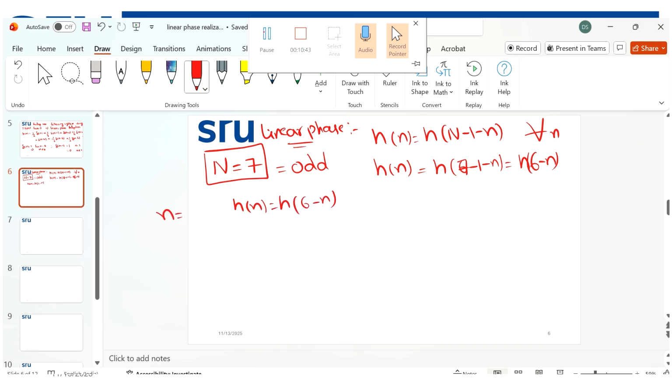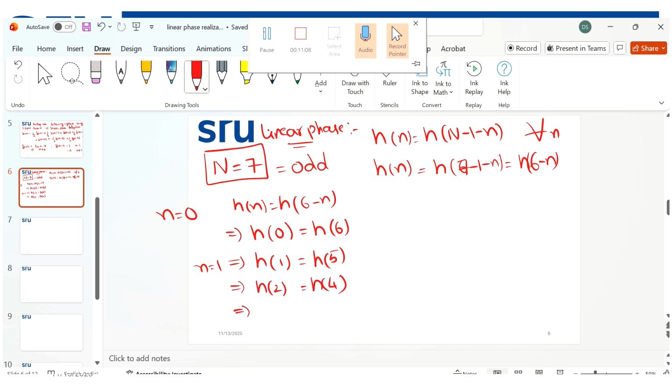Now, consider first the value n equal to 0 and substitute. If I substitute n equal to 0, h of 0 is equal to h of 6. If I substitute n equal to 1 in this expression, h of 1 is equal to h of 6 minus 1, that is h of 5. n equal to 2, then h of 2 is equal to h of 4. n equal to 3, then h of 3 is equal to again h of 3.